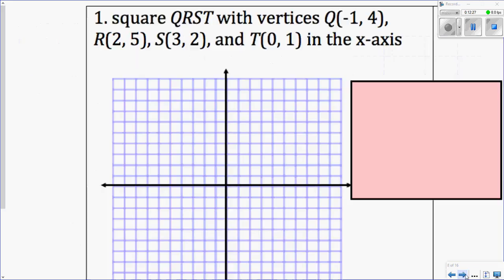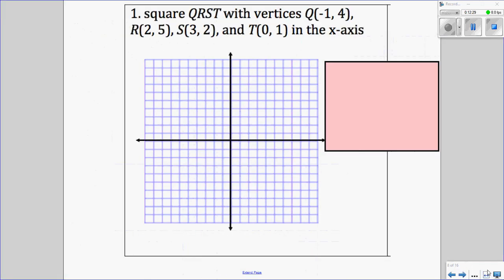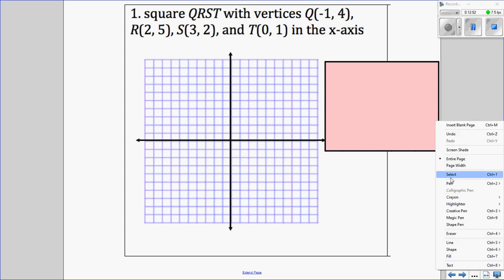Alright, so let's move on to some examples. It says square QRST with vertices Q (-1, 4), R (2, 5), S is (3, 2), and T is (0, 1), reflected over the x-axis. So we're going to do the reflection over that. I'm going to plot the points first.